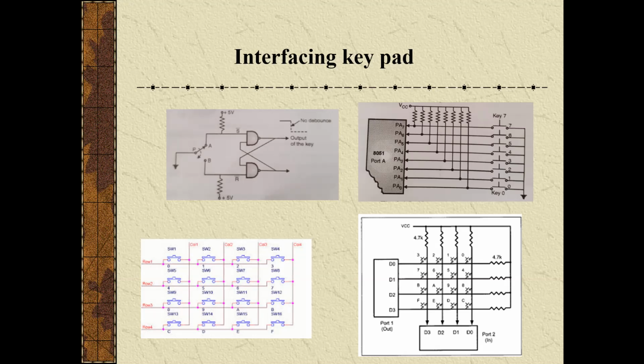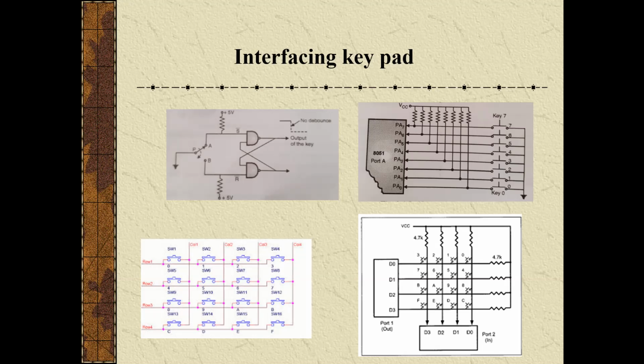To identify the key value, the following three functions should be performed. The first one is identifying a key closure, then debouncing the key, and then encoding the key to an appropriate code like hexadecimal. The above three functions can be performed through hardware as well as software. As an example, we will see the hardware technique for identification of the key closure.